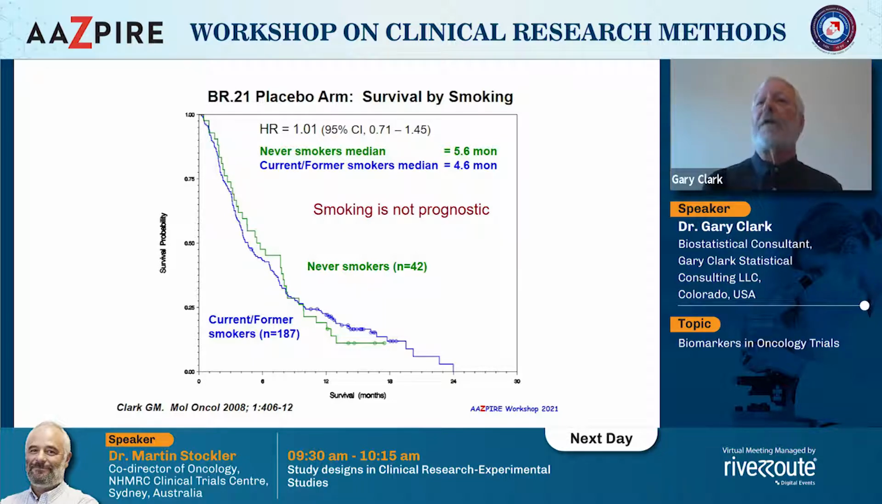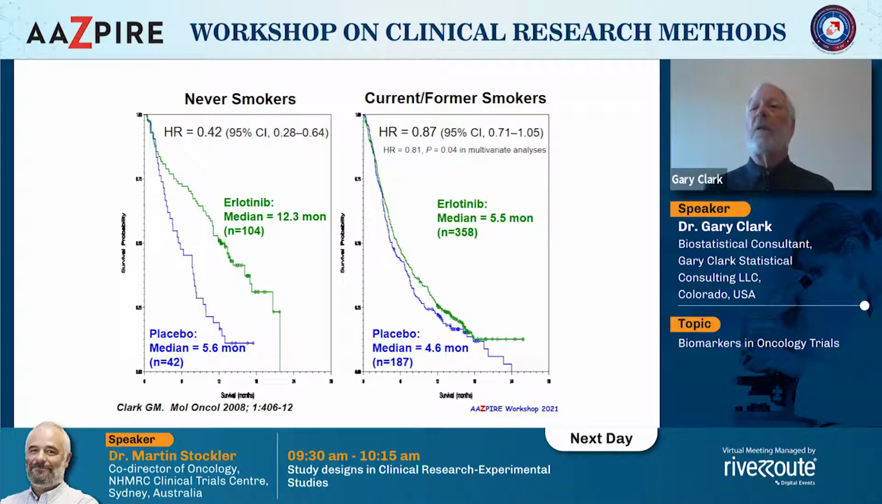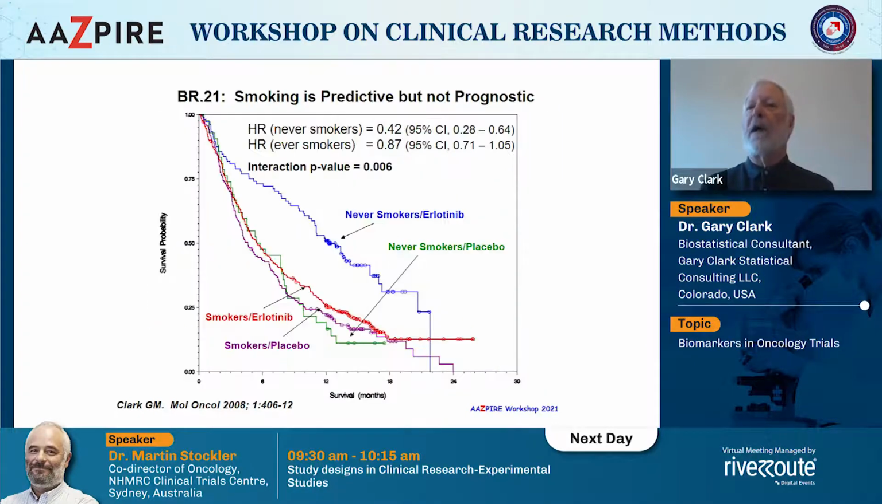So I think there's a little bit of a selection bias going on, but nevertheless, within this phase 3 study, smoking is not prognostic. And so now when we put the curves next to each other, we see that there was a big benefit in the never smokers and not such a big benefit. There's still white space between the erlotinib and placebo curves for the current and former smokers. But when we overlay them, you can see the big benefit now is in the never smokers.